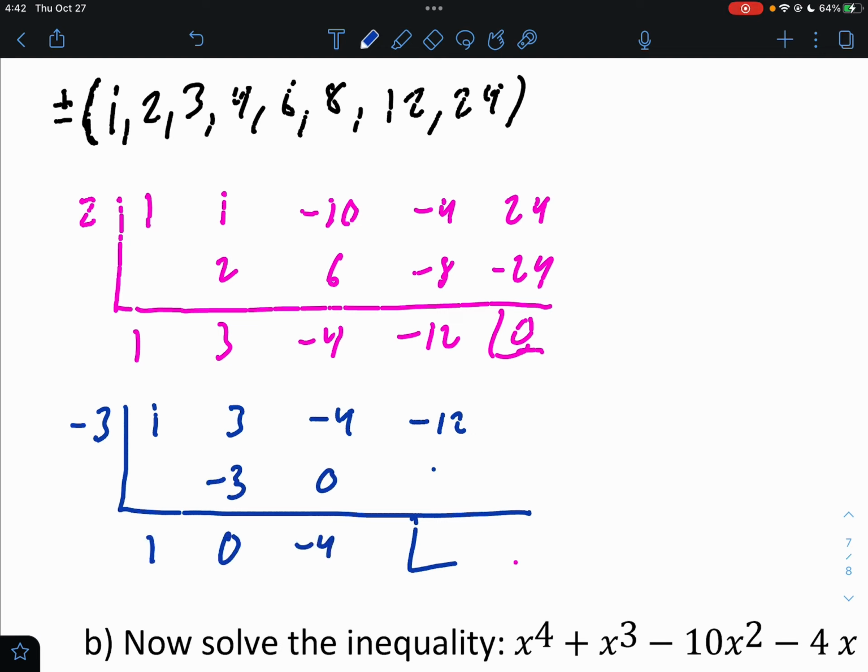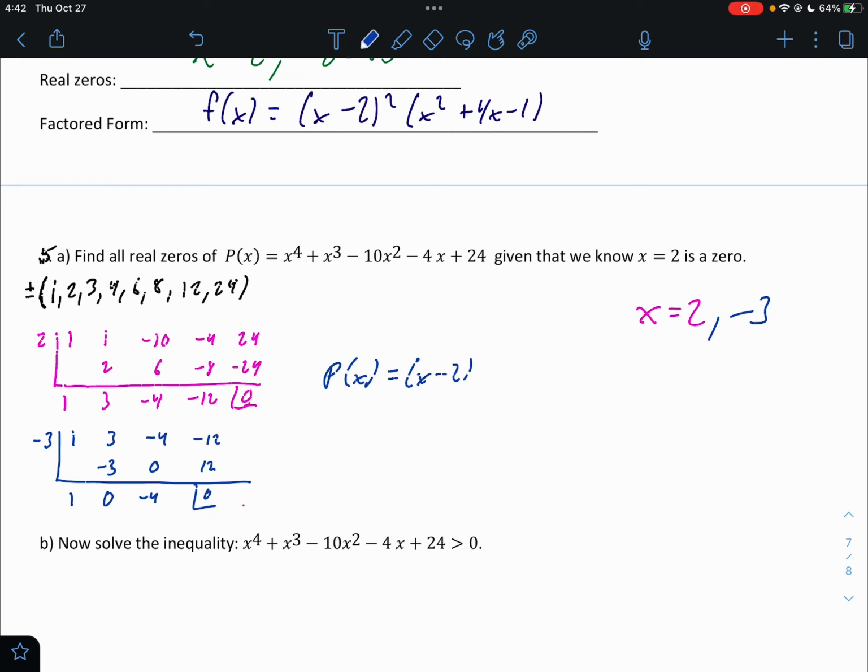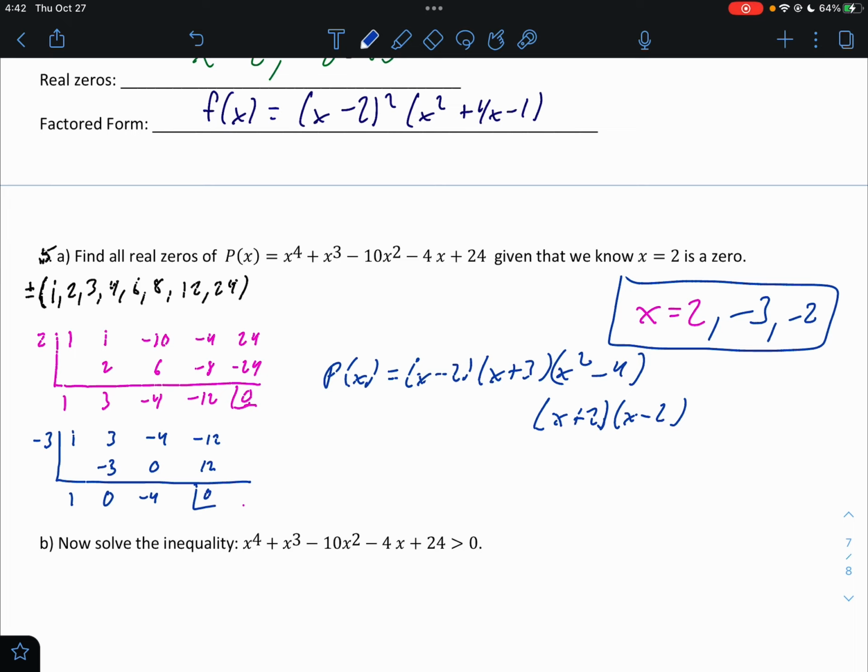And now I know that I can rewrite P of x as x minus 2, x plus 3, x squared minus 4. And if I can factor this, which I sure can, to x plus 2, x minus 2, I can get the rest of my answers, which are negative 2 and 2 again. But we don't have to write that 2 again. We already got it once. So our 3 answers are here. 2 has multiplicity of 2. The other ones have multiplicity of 1, is what we would say.